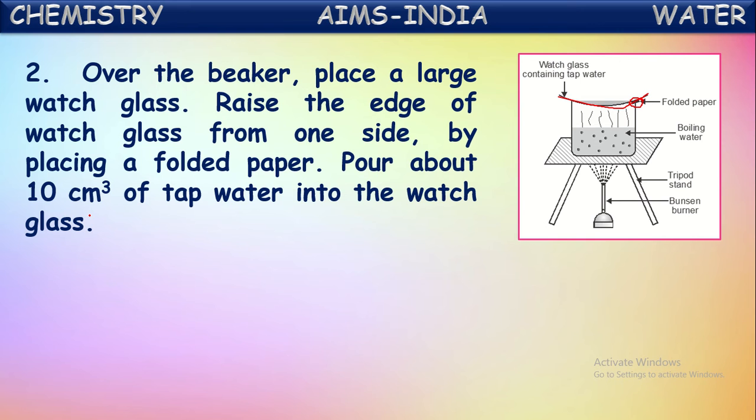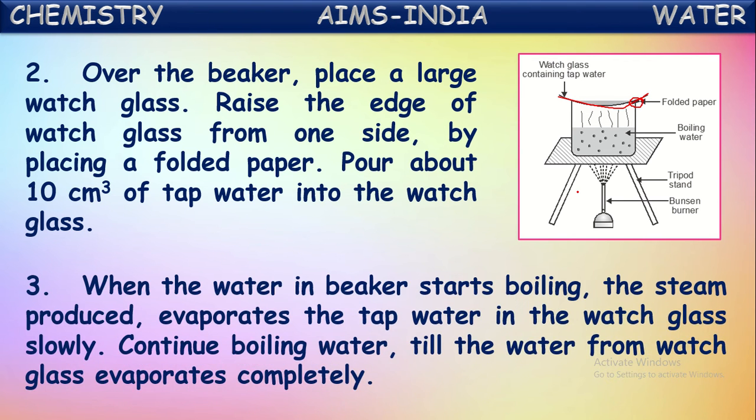Okay, pour about 100 ml of tap water into the watch glass. Here also a certain amount of tap water is poured. This is the experimental setup we have to arrange first. Now we have to start heating again. When the water in the beaker starts boiling, the steam produced evaporates the tap water in the watch glass slowly.